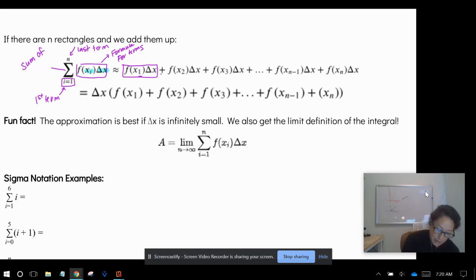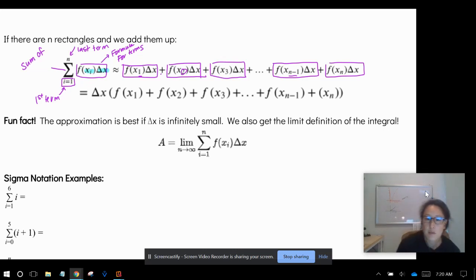Then we're going to add the next term, f of x sub 2, times delta x, plus f of x sub 3, dot, dot, dot, forever until we get to f of x sub n minus 1 plus our last term, f of x sub n. So we're just adding each one of the terms together, okay?